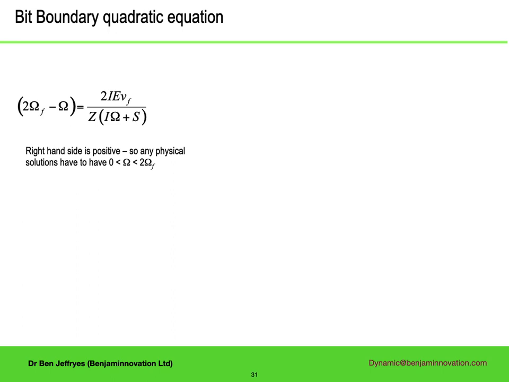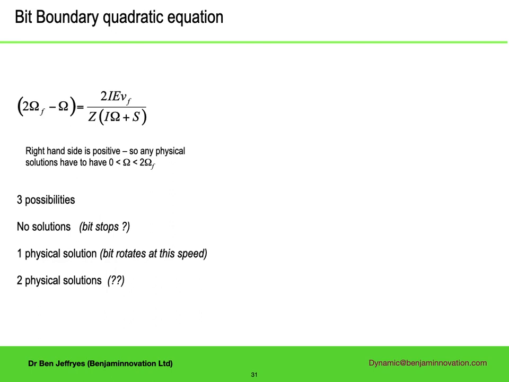We know that quadratic equations either have two real solutions or none. If there are no solutions, it implies that with these parameters the bit will not rotate. If everything is kept constant except Vf and Vf is increased, for some value of Vf there will be no solutions. This corresponds to the weight being increased quickly and stopping the bit.